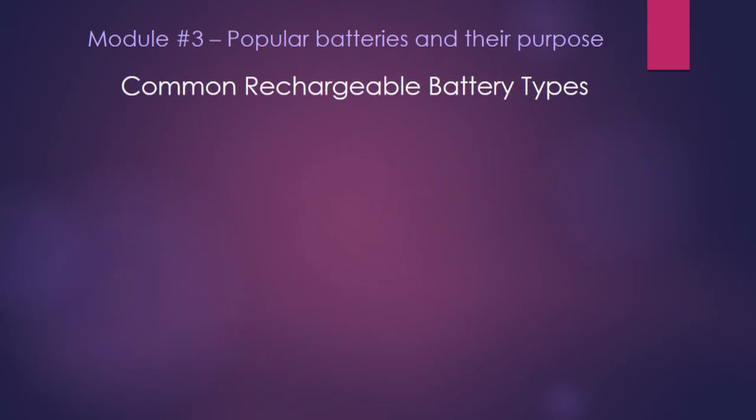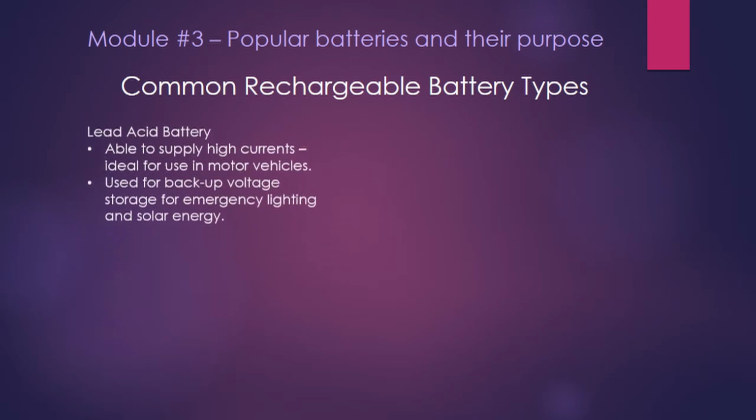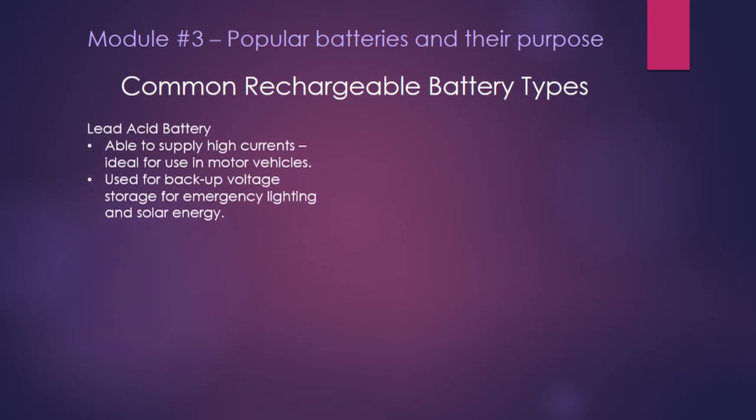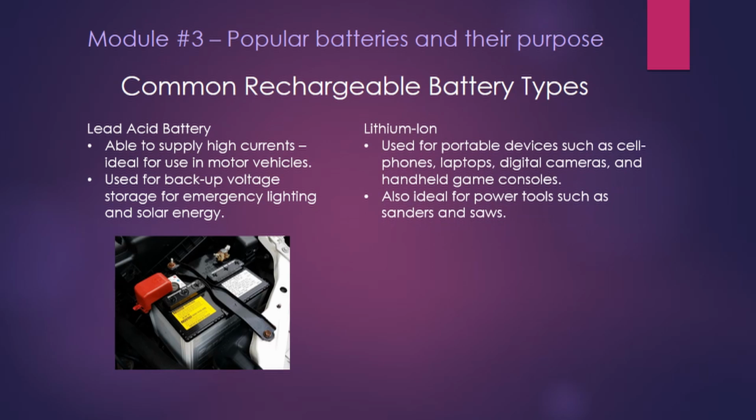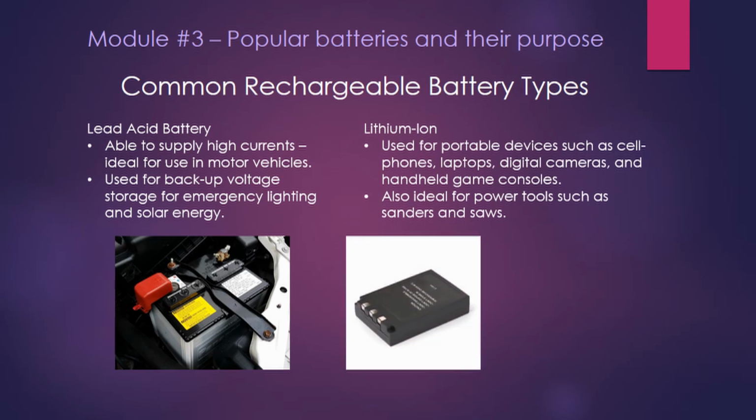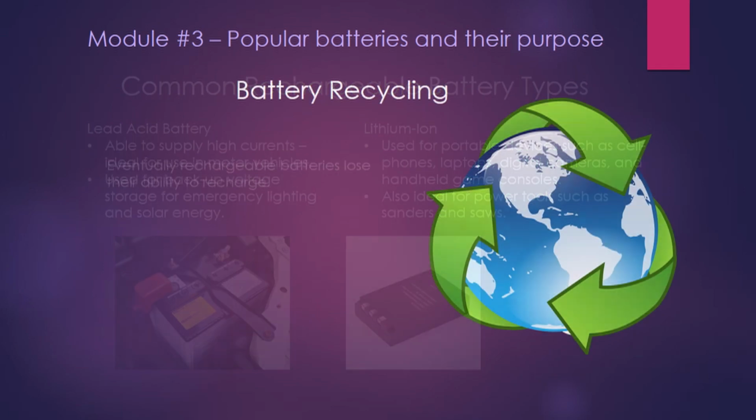Now on to common rechargeable battery types. The first one we will be talking about is the lead-acid battery. This is your typical car battery. It is also used to store solar energy. What I mean is that it recharges by solar panels during the day and is discharged at night when solar energy is unavailable. The other rechargeable battery type you should know about is the lithium-ion battery. This is the go-to battery for cell phones, laptops, and digital cameras. It's also ideal for power tools such as sanders and saws. See below for a sample picture of a lithium-ion battery.